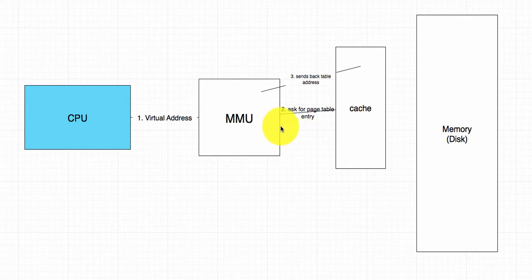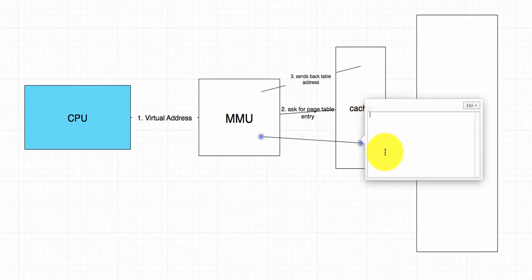After I go to the cache, I look it up, I go back to the MMU, and then I go back again to the cache with my physical address, and I say, is the physical address in the cache?